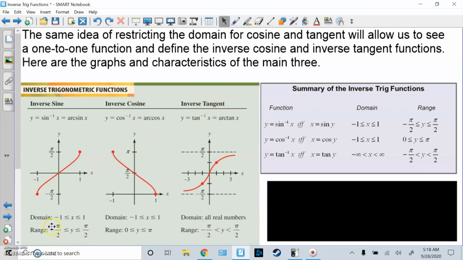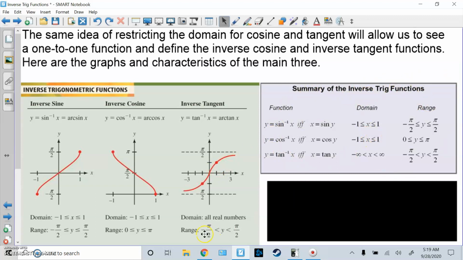All right, notice the domain of inverse sine and inverse cosine are the same, -1 to +1 closed. The range is negative pi over 2 to pi over 2 closed for inverse sine. For inverse cosine, 0 to pi. And then for inverse tangent, the domain is all numbers. It goes forever. Remember, it's the vertical asymptote, or I guess now it's a horizontal asymptote, because this is a reflection of the diagonal y equals x. But the range goes from negative pi over 2 to positive pi over 2, open.